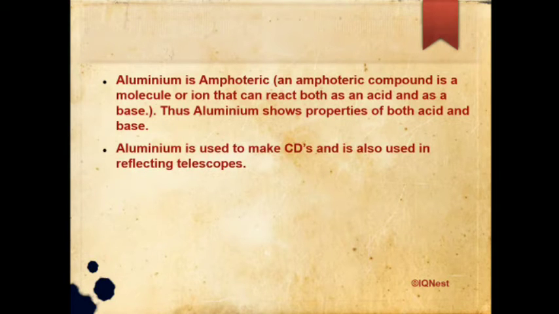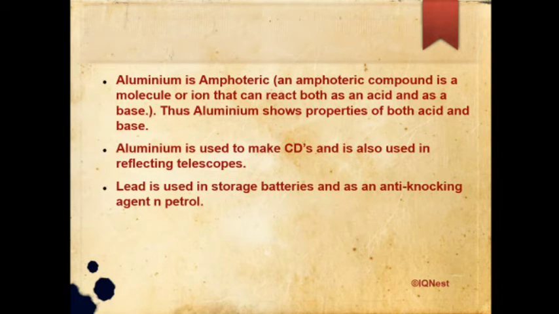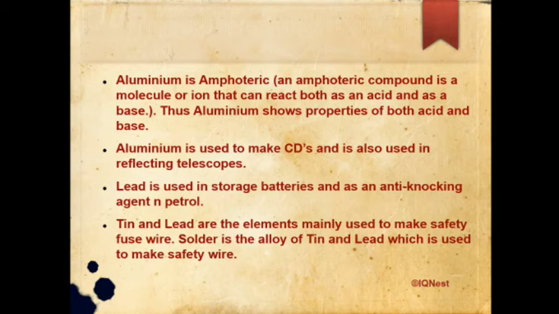Aluminium is used to make CDs and is also used in reflecting telescopes. Lead is used in storage batteries and as an anti-knocking agent in petrol. Tin and lead are the elements mainly used to make safety fuse wire. Solder is the alloy of tin and lead which is used to make safety wire.